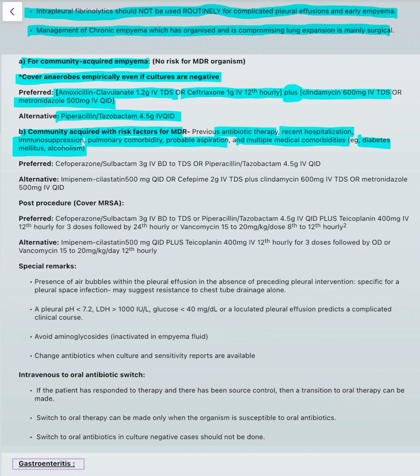So what drugs are we using? Cefoperazone-sulbactam, 3 gram IV BD or TDS based on the clinical scenario, or piptaz. Alternative is imipenem-cilastatin or cefepime, plus we still have to add clindamycin or metronidazole. So instead of amoxiclav or ceftriaxone, we are using those specific for pseudomonas.